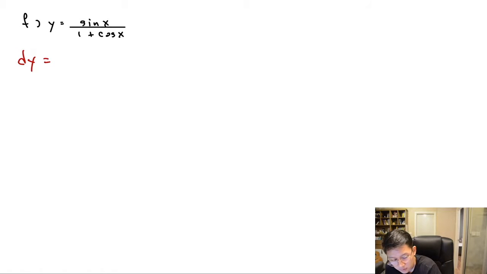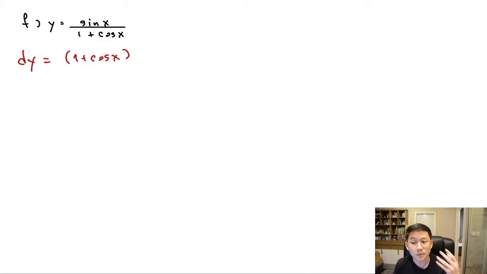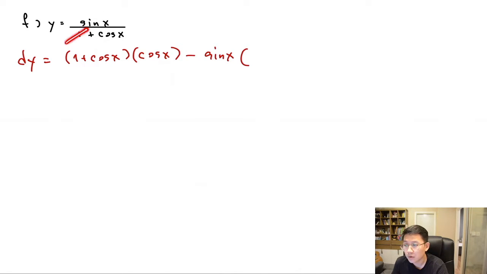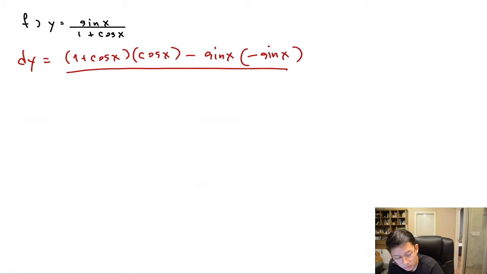Low d high, which is the derivative of sine. The derivative of sine is cos. Low d high minus high, which is sine x, d low. The derivative of 1 is 0, and the derivative of cos is minus sine, divided by low.